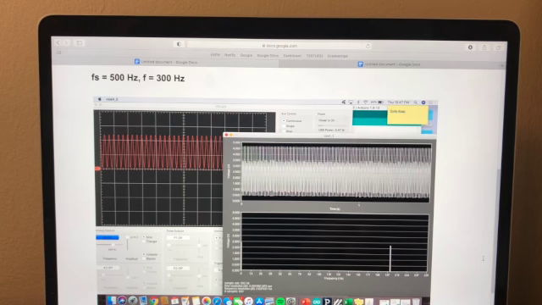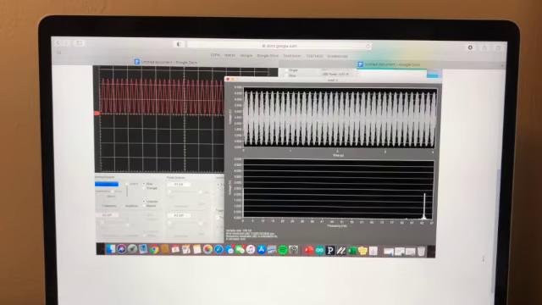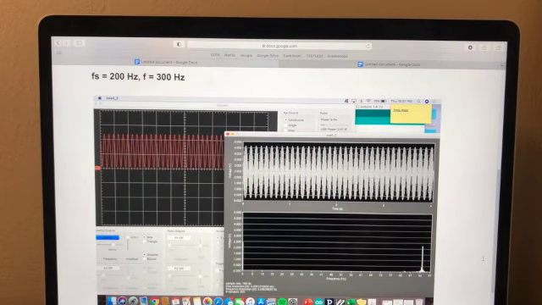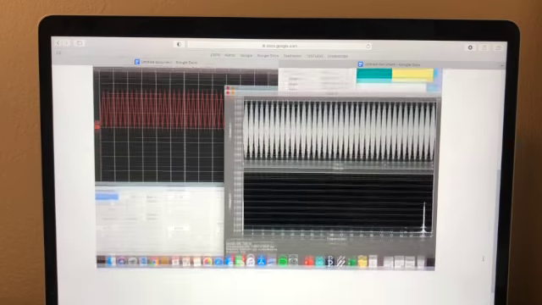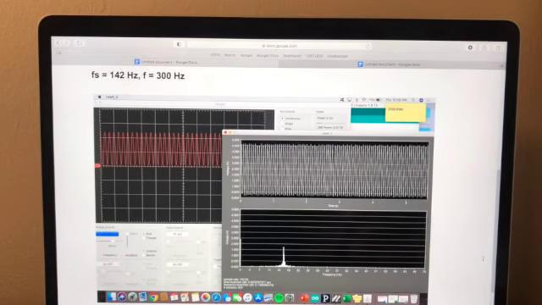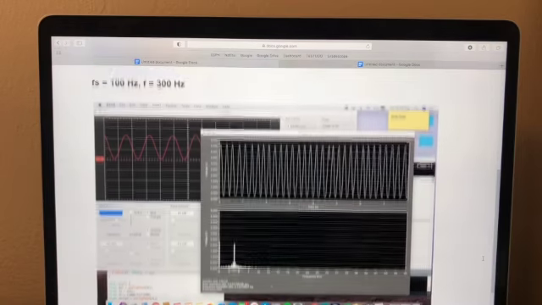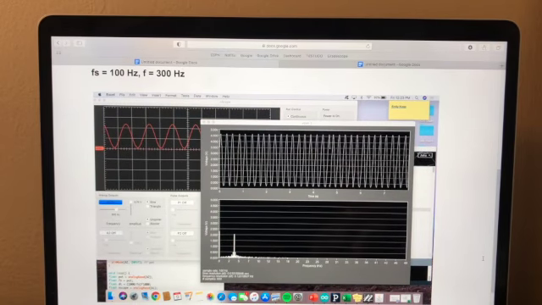I set the frequency to 300 Hz in the end scope. For the 500 Hz sampling frequency, there is aliasing as that peak is right around 200 Hz. The 200 Hz sampling frequency has aliasing as the peak is around 93 Hz. For the 142 Hz sampling frequency, there is aliasing as the peak is around 16 Hz. And lastly, the 100 Hz sampling frequency has aliasing as well as that peak is about 3 Hz.